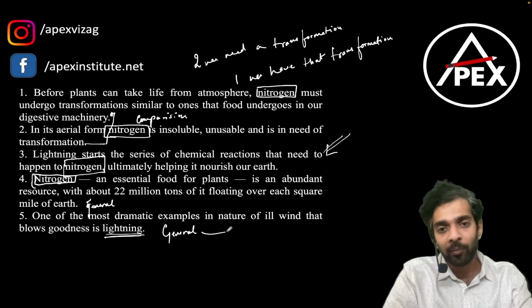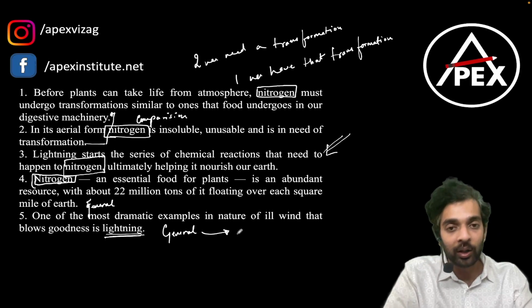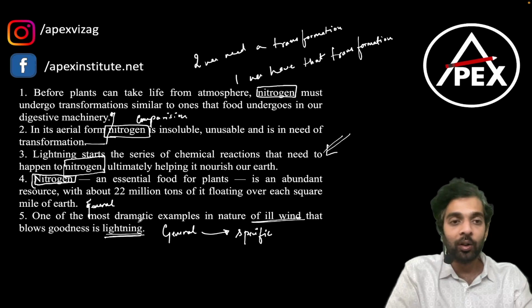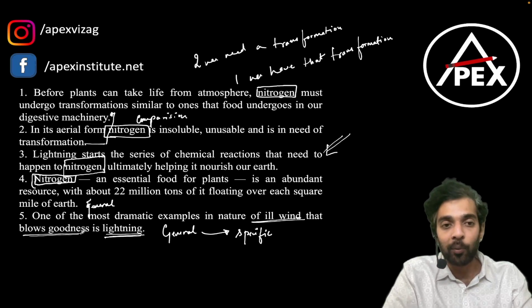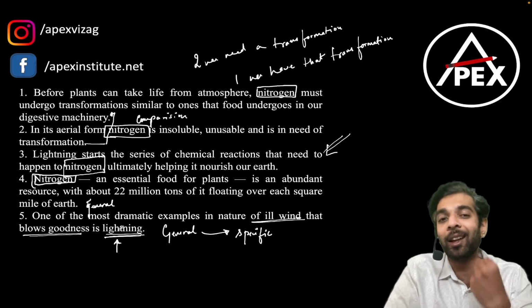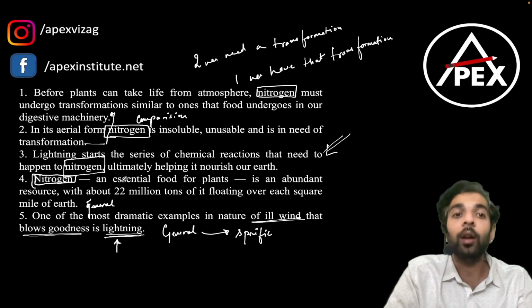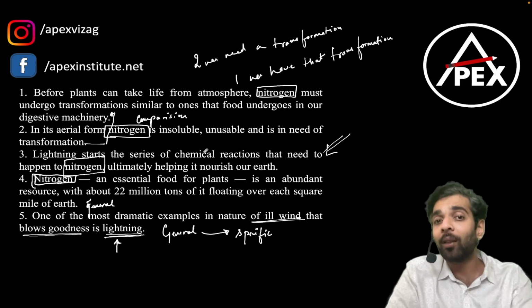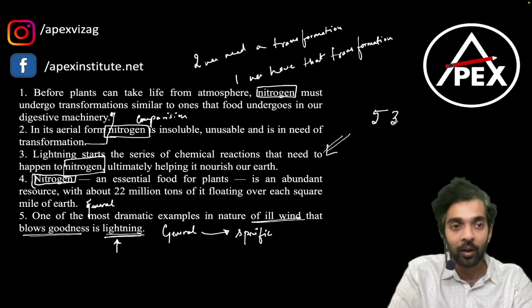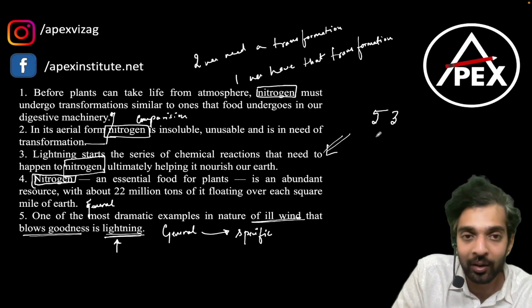Yes. From this we are going into the details of finding things that are more specific about what are the examples of ill winds that blow goodness. So one example is lightning. So let's see what does lightning really do. Okay, then we can see that lightning starts the chemical reactions, correct? So 5 should be the starting statement. Then comes 3. Yes.